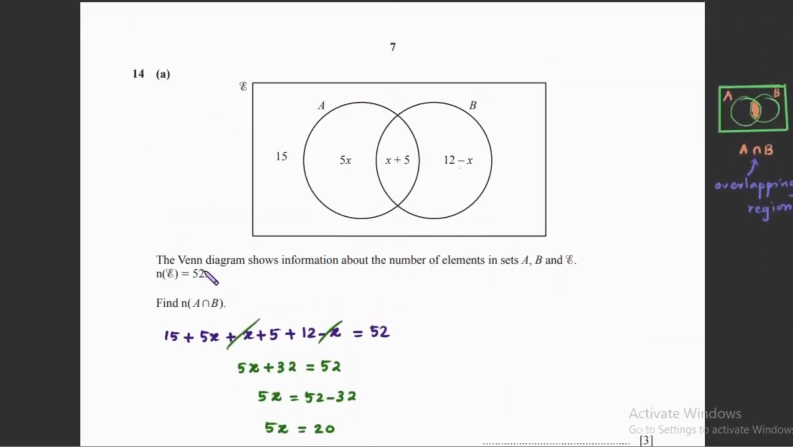And in the question, we are supposed to find the number of elements that belong to A intersection B. A intersection B means A is going to be this complete circle. B will be this complete circle. But they have mentioned that it should be intersection. Intersection means the overlapping region. That is where both the colors that I have shaded are overlapping.